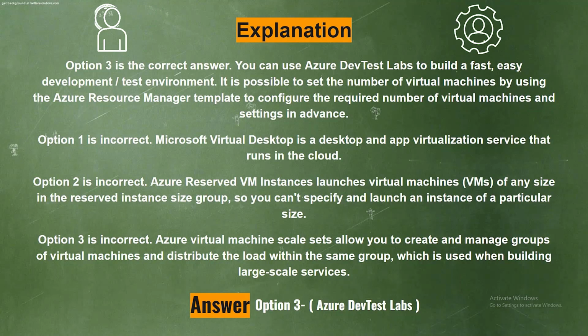Option 1 is incorrect. Microsoft Virtual Desktop is a desktop and app virtualization service that runs in the cloud. Option 2 is incorrect. Azure Reserved VM Instances launches virtual machines of any size in the reserved instance size group. So you can't specify and launch an instance of a particular size. Option 4 is incorrect. Azure Virtual Machine Scale Sets allow you to create and manage groups of virtual machines and distribute the load within the same group, which is used when building large-scale services.